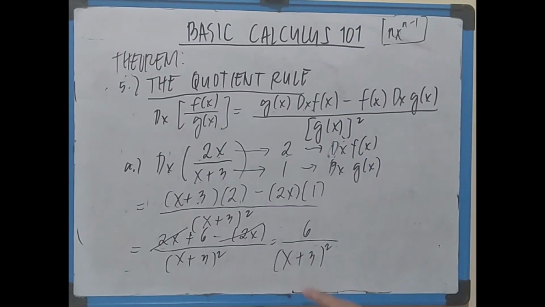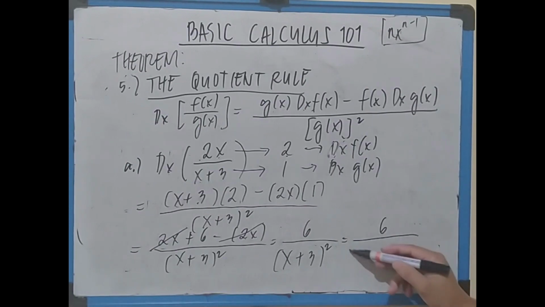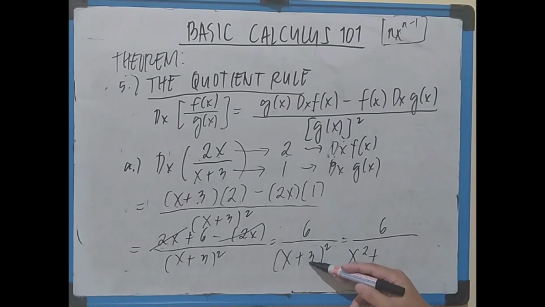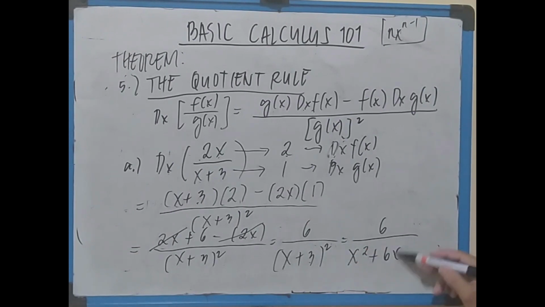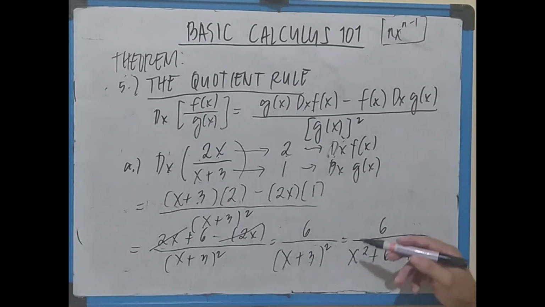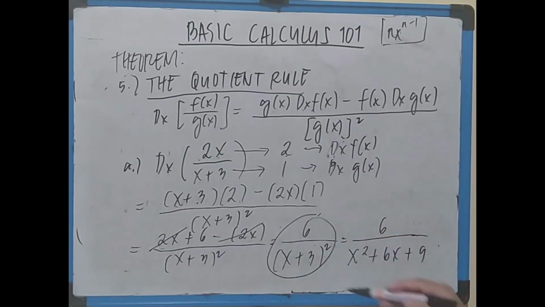Pwede natin itong i-expand, guys. Pwede nyo po yung expand gamit si FOIL method. So, if you wish to expound that, magiging yan ay 6 over x squared plus x times 3 is 3x, times 2 magiging 6x. And this is 9. So, either of these two are correct po. So, you can have this one or you can have this one.